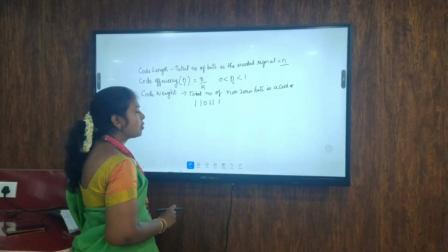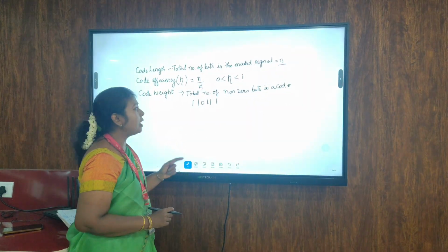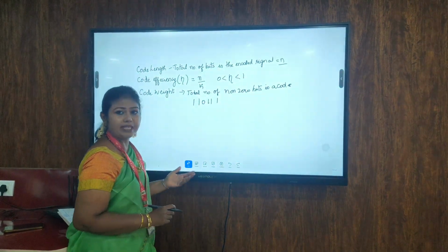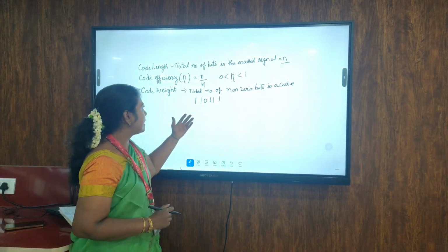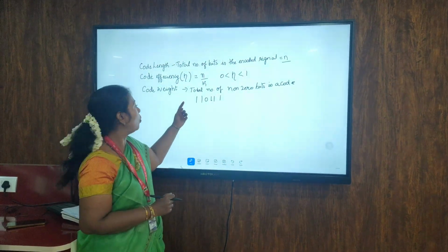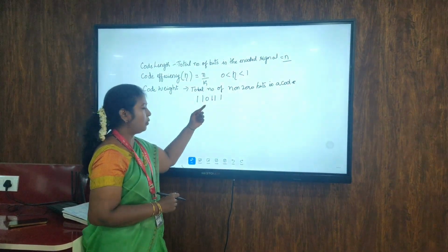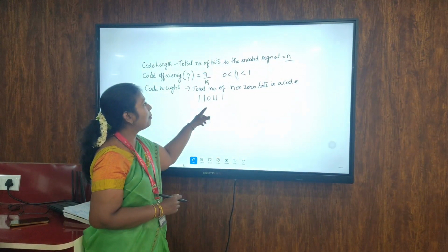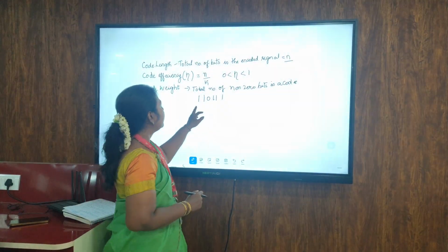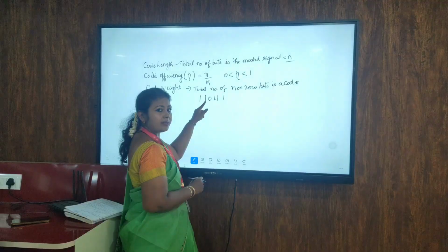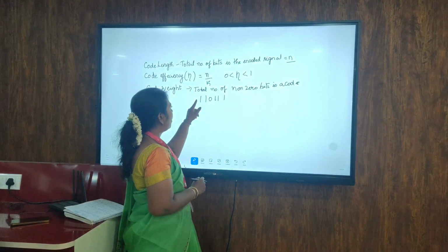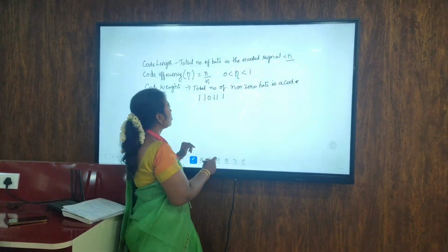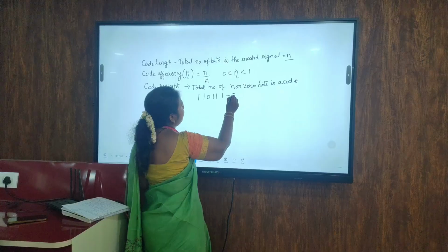Code weight. Code weight is the total number of non-zero bits in a code. Let's take for example the code 110111. Here we have only one 0 bit and the rest of the bits are ones. So here the code weight is 5.